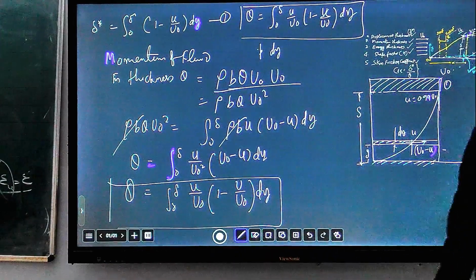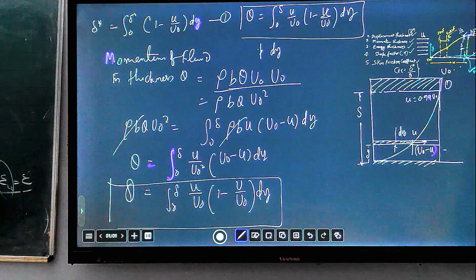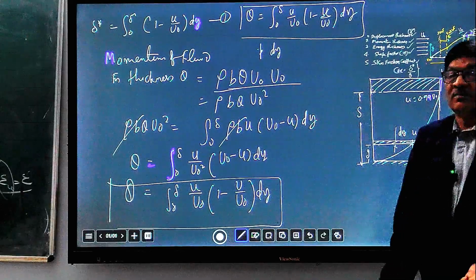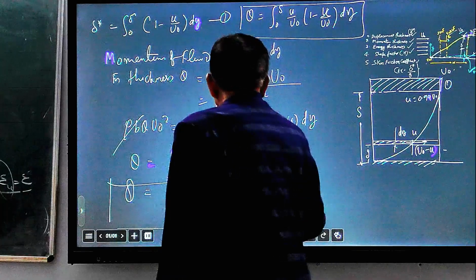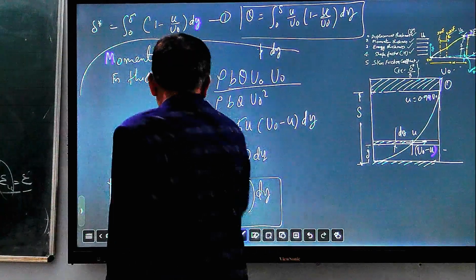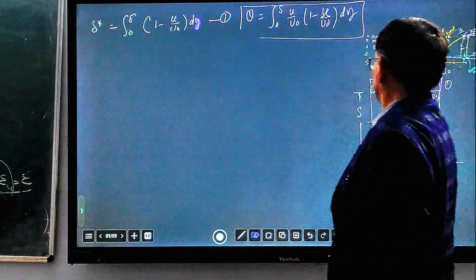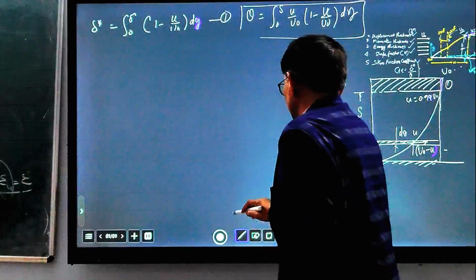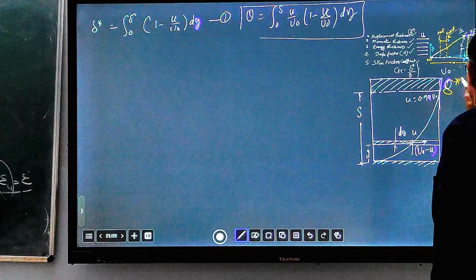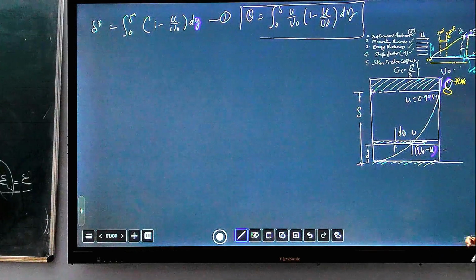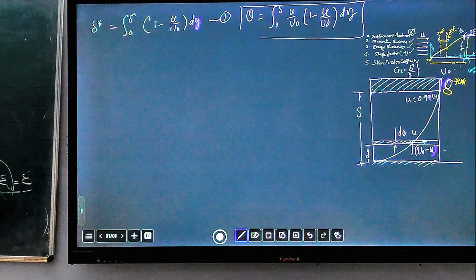Now the third one is the energy thickness, because when mass is shifted beyond the boundary layer, momentum loss occurs. Momentum and energy are both related to each other. So what is the energy loss? First we find the energy loss in a layer of thickness dy. The third one is the energy thickness, which we define by del double star, because we have already defined displacement thickness by del star.